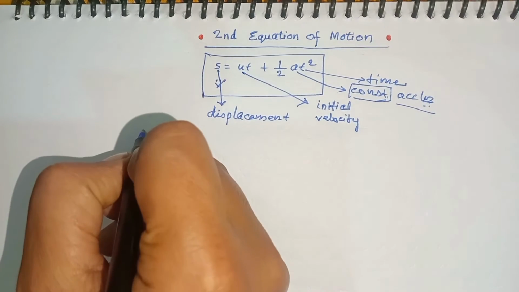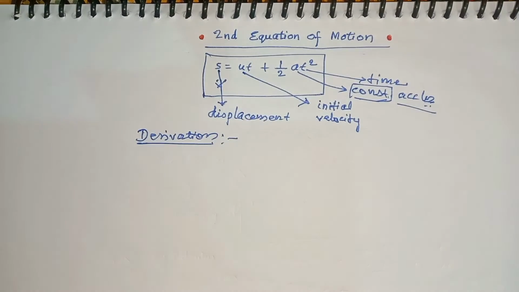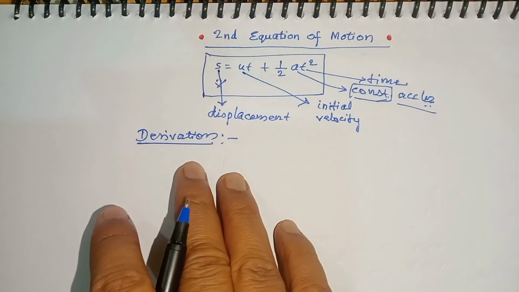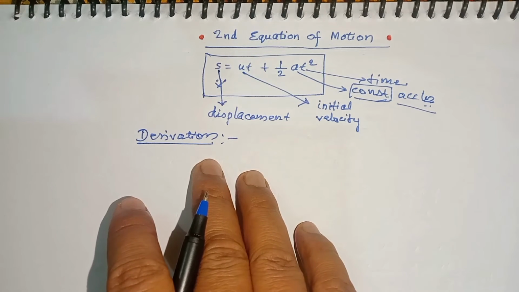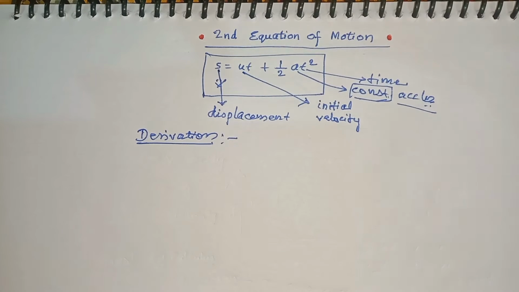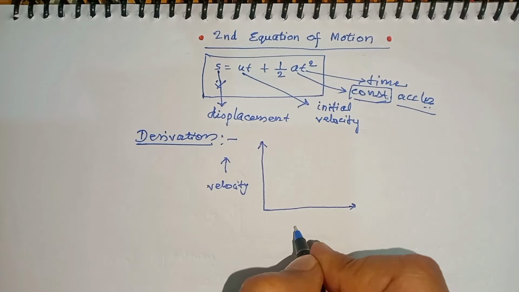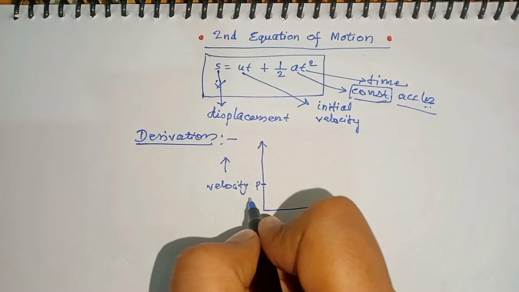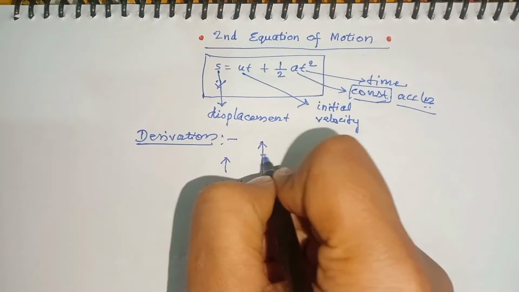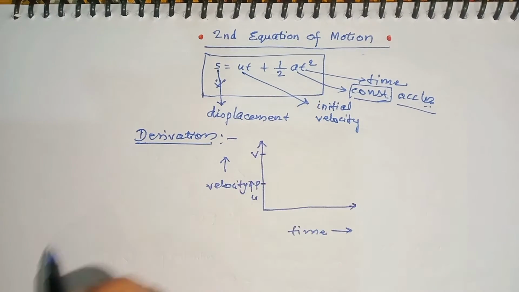Let's see the derivation. There are two methods of derivation of the second equation of motion. The first method is graphical, and the second method is by calculus. For the graphical method, let's plot the graph. This is velocity, and this is time. This is point P for initial velocity, and this is the final velocity point.